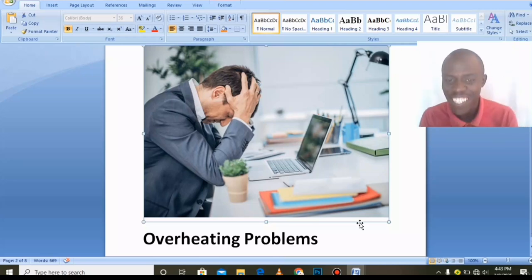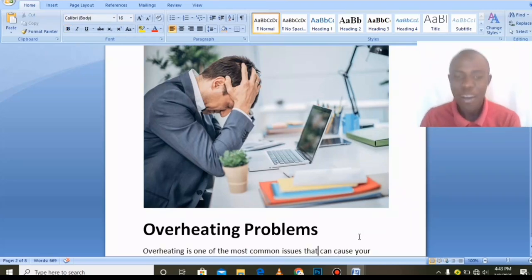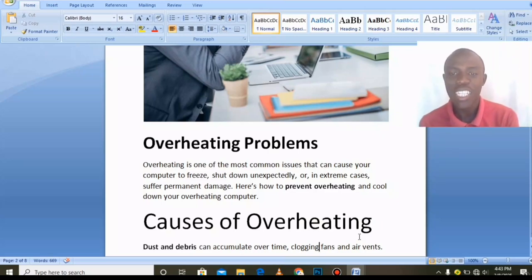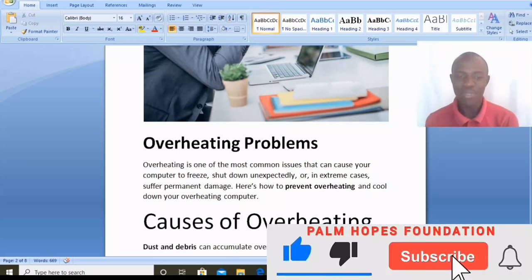So let's see what the overheating problems are. Overheating is one of the most common issues that can cause your computer to freeze, shut down unexpectedly, or in extreme cases suffer permanent damage. Here is how to prevent overheating and cool down your overheating computer.